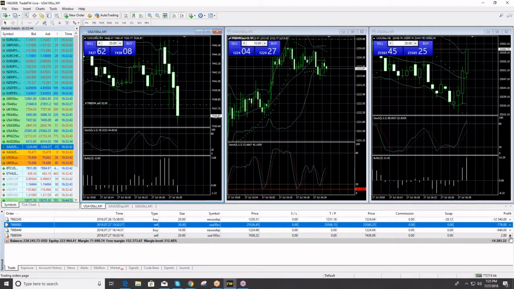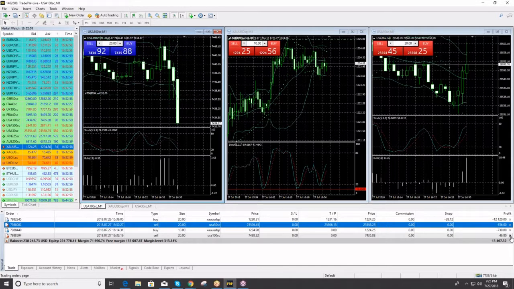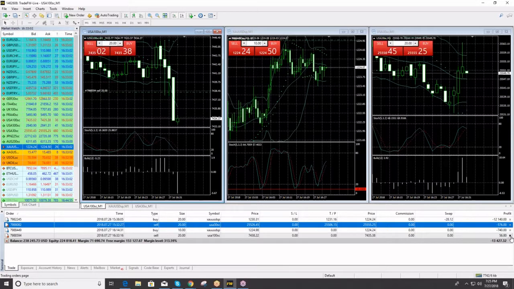USA 30 is going in the opposite direction. So let's get a bit of profit on USA 30 and we will close this position. There we go. A very small profit and we are happy about it. Now, slowly, Dow Jones is getting in our favor. Yes, this is what we want. Fall a bit more down. The data is not as good as you think, Dow Jones.